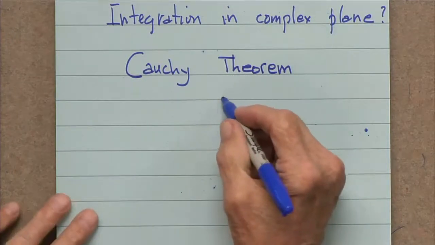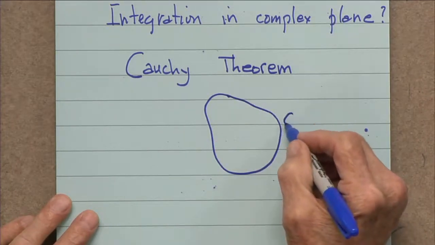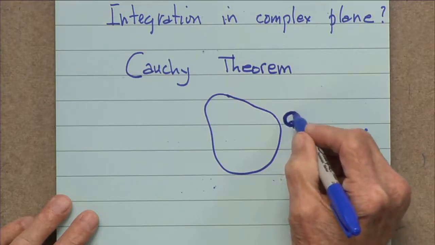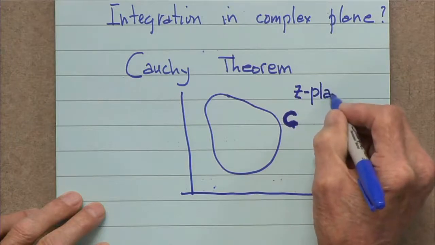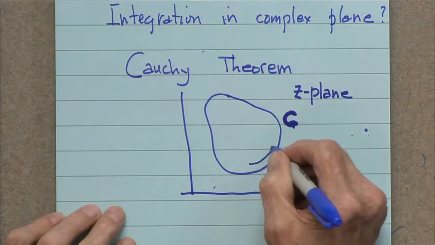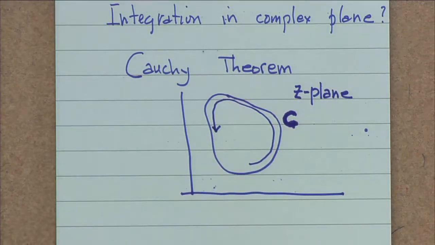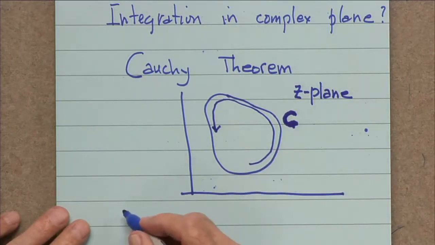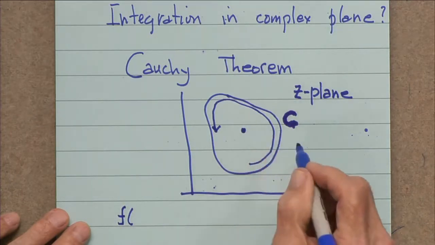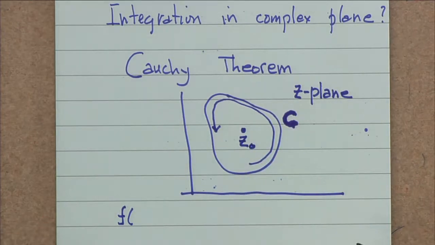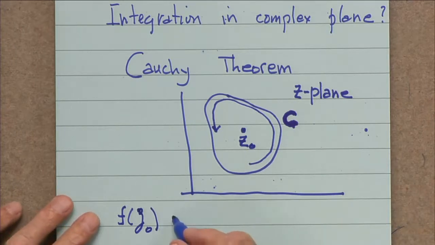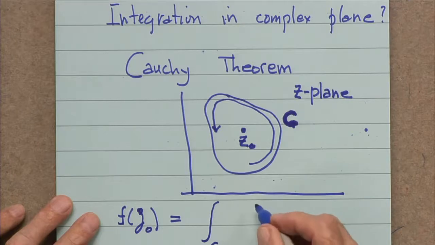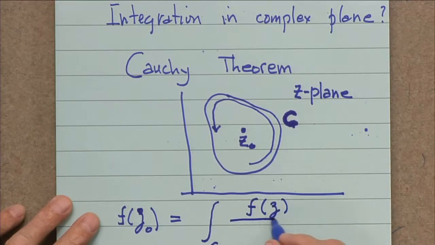Well, it's something like this. If you have a contour C in the complex z plane, and I integrate around this path, it turns out that at some point inside, point z0, f of z0 is equal to the integral over a contour of f of z divided by z minus z0 times dz.